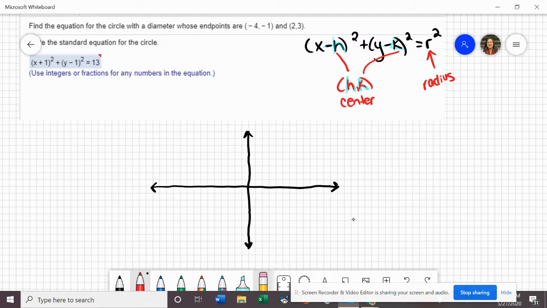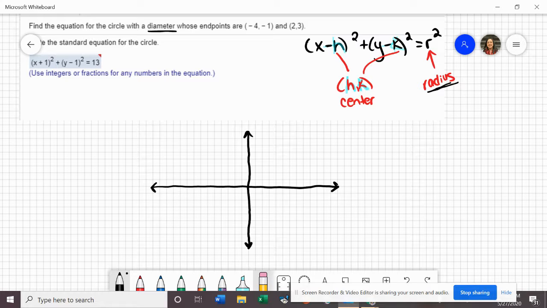It says find the equation for the circle with a diameter. Diameter is related to radius. The radius is the distance from the center of the circle to the edge of the circle, to a point that is actually on the circle. The diameter is the distance from one point on the circle through the center to the other side of the circle. So your radius is half the length of that diameter, okay?